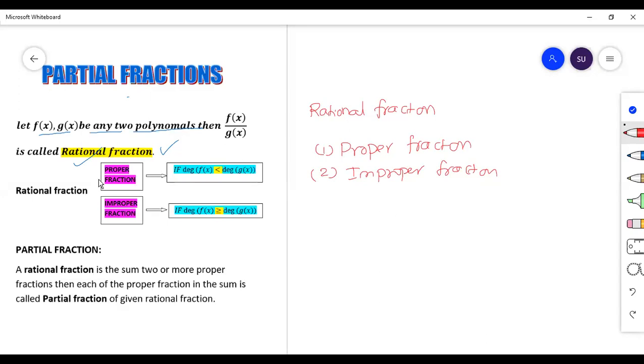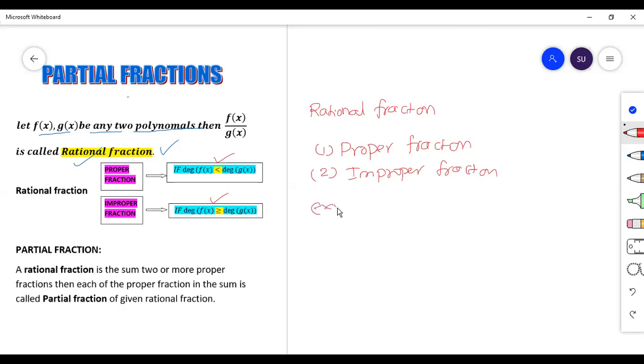So see this condition. A rational fraction is a proper fraction if degree of f of x is less than degree of g of x. If degree of f of x is greater than or equal to degree of g of x, then it is called an improper fraction. So let us see some examples.